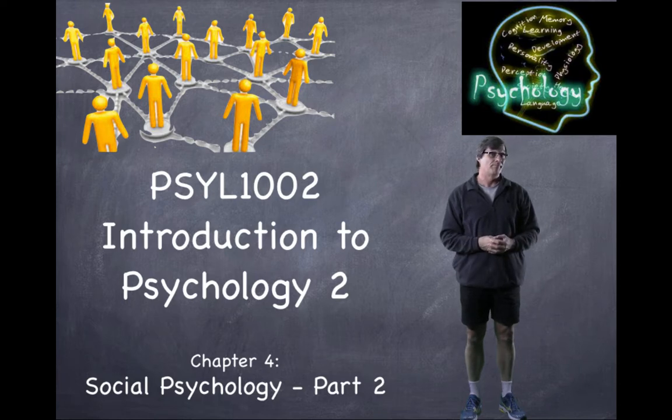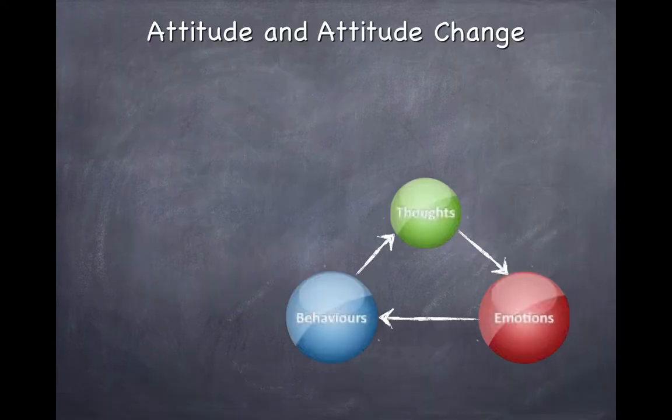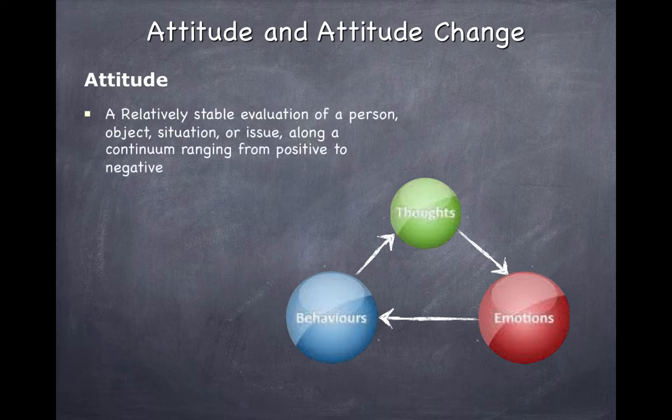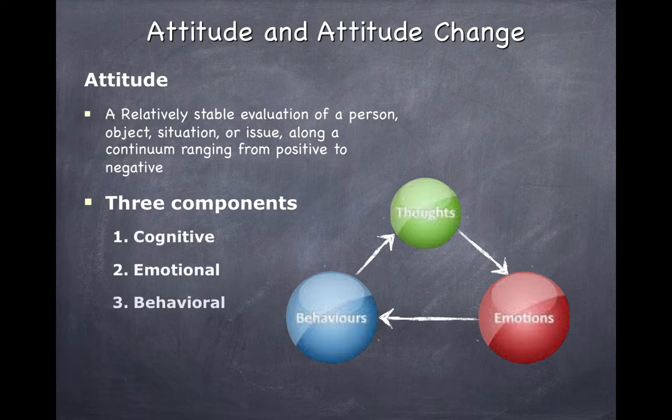Okay, when we're looking at attitude and attitude change, we need to consider what it is. It's a relatively stable evaluation of a person, an object, a situation, or an issue along a continuum ranging from positive to negative. So there's a lot of stuff in between, not just positive and not just negative. But it is made up of three different components: cognitive, emotional, and behavioral.